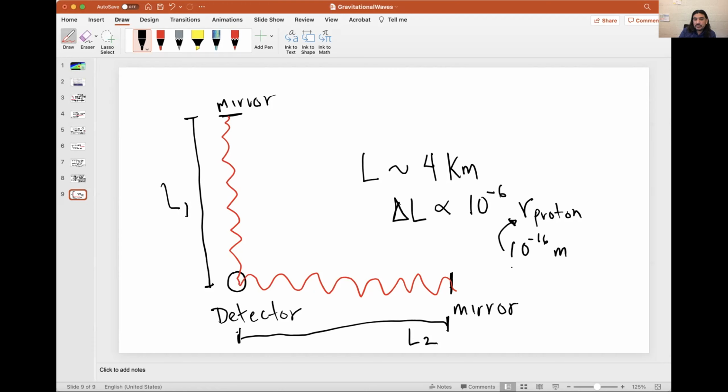And so this is a 0.22 zeros and then a 1. That's how tiny a change in the length of space was measured by this collaboration.